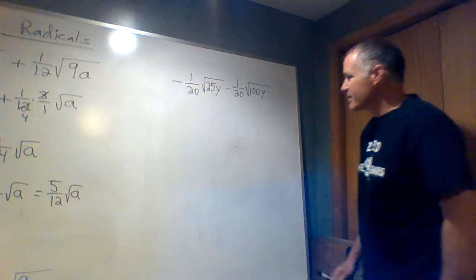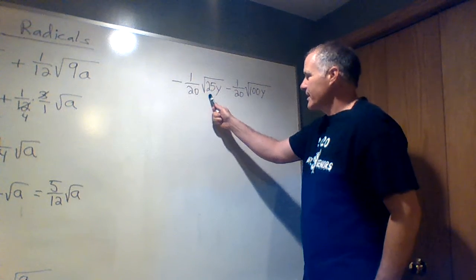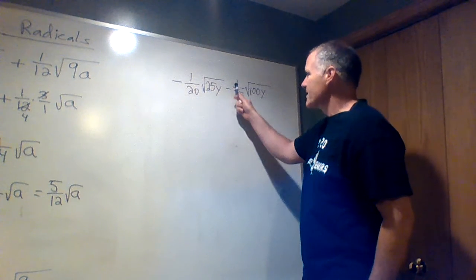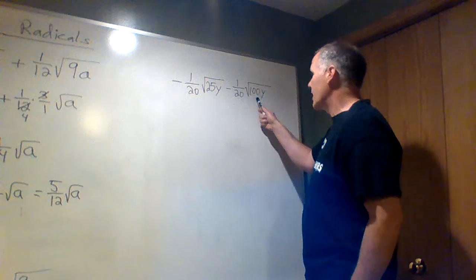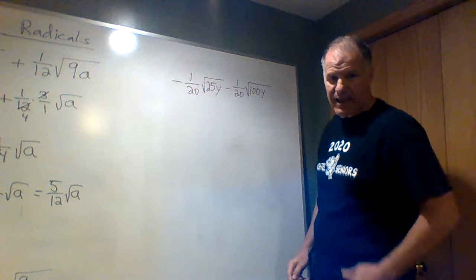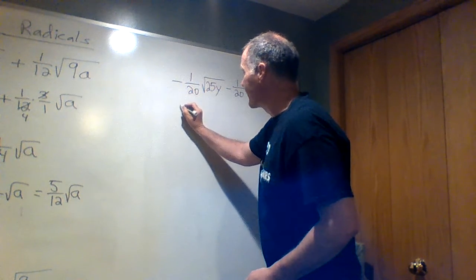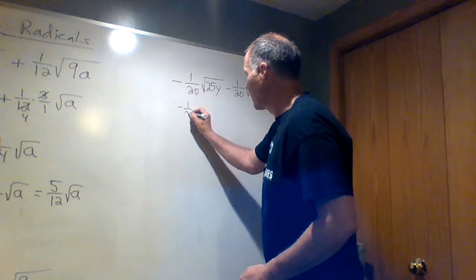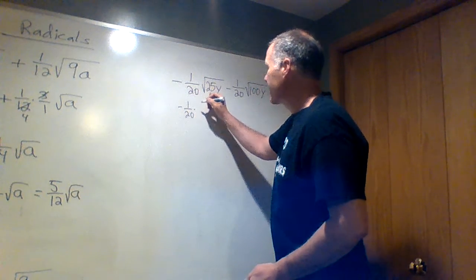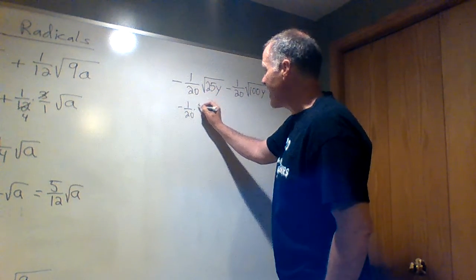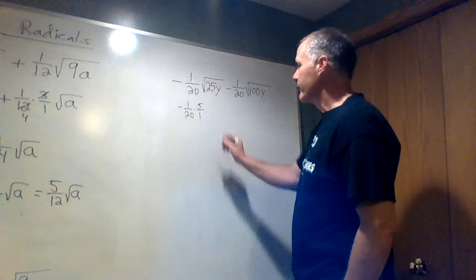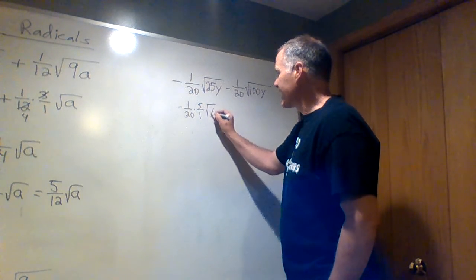Okay, let's do another one. Pretty similar, just more negatives, that's all. We're just going to throw in some negatives. So I got a negative 1/20 with a radical 25y minus 1/20 radical 100y. Now very similar to the other one. Now again, remember this negative is on the 1/20 times, okay, square root of 25 is 5. But again, I want to think of that as 5 over 1. And then I got the y.